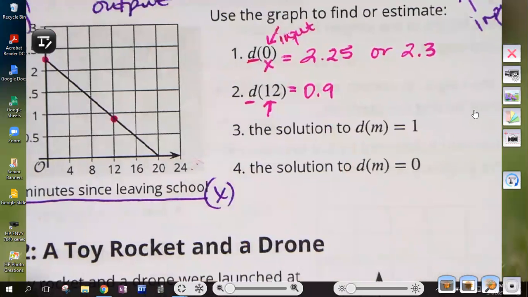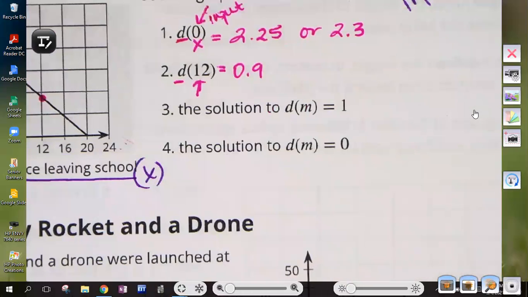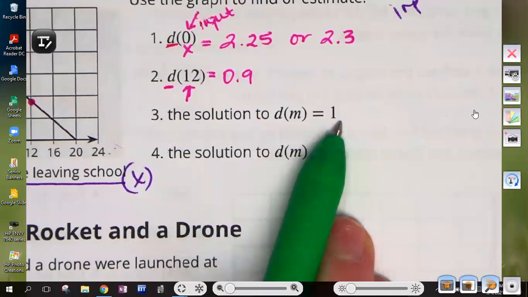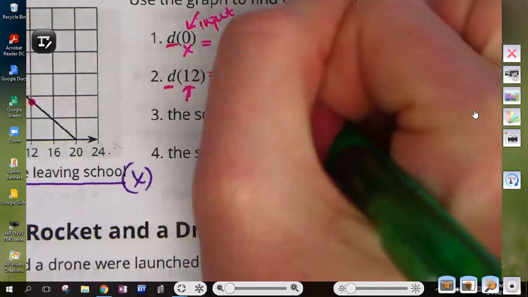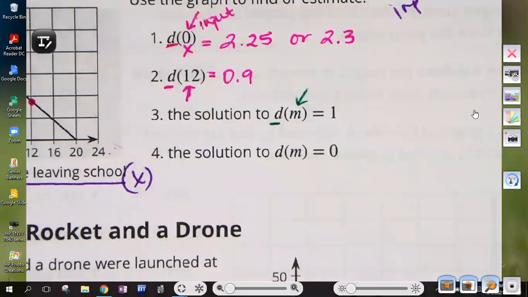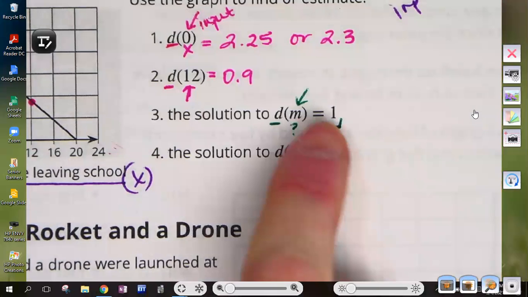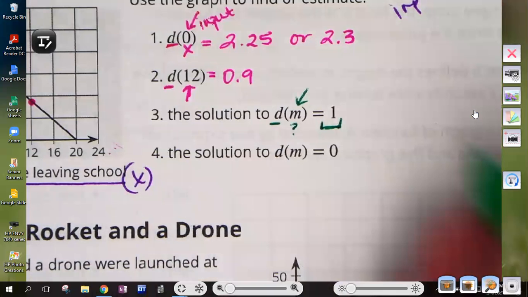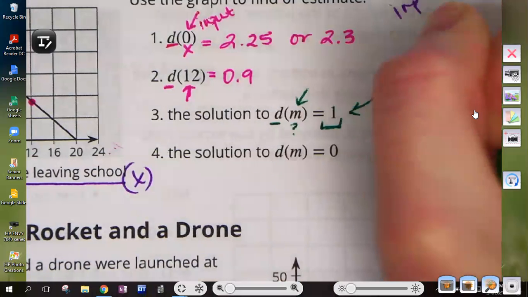Okay, now this is the confusing one. So let's look at it. I'm going to change colors just because. All right, so this tells me the solution d of m equals 1. So we know we're looking at our same function. Did they tell me the minutes this time? No, so we don't know how many minutes, but they did tell us the value that all of it is set equal to. What do we know? What is it called? What the whole function is set equal to? It's called the output.